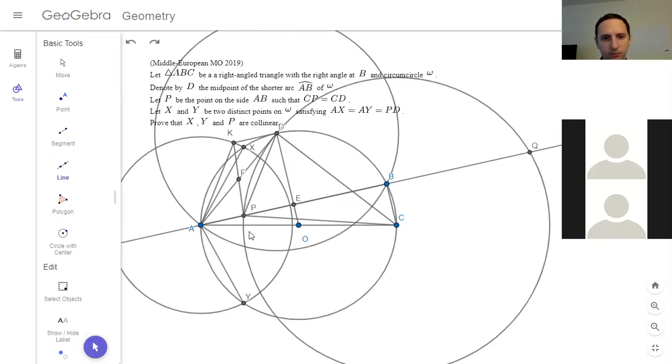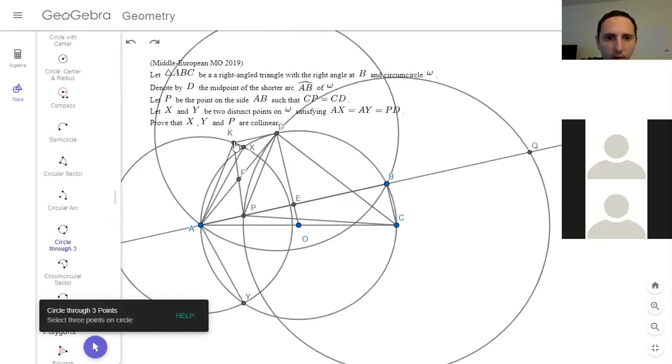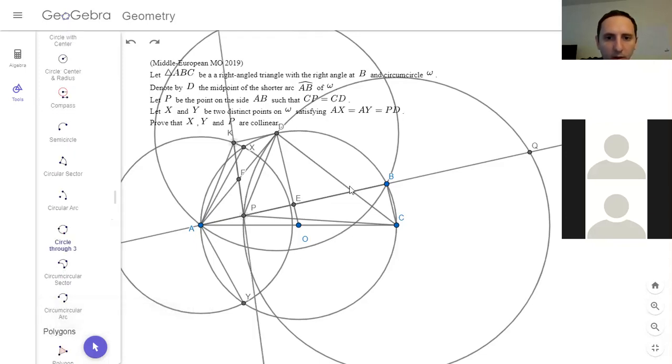Can we draw the circumcircle of KPB once? KPB or of which? KPB. This? Yeah, it's tangent to AK. Okay. Yeah. Yeah, we want to show it's tangent to AK. So let's see.